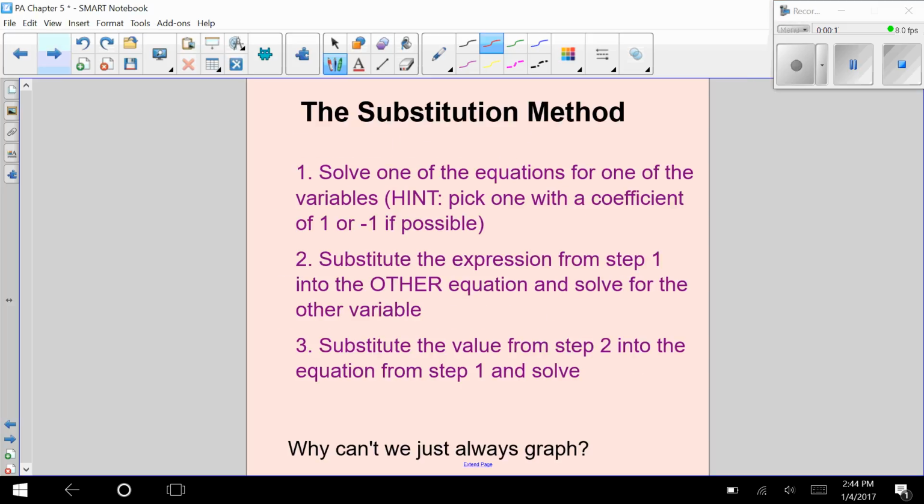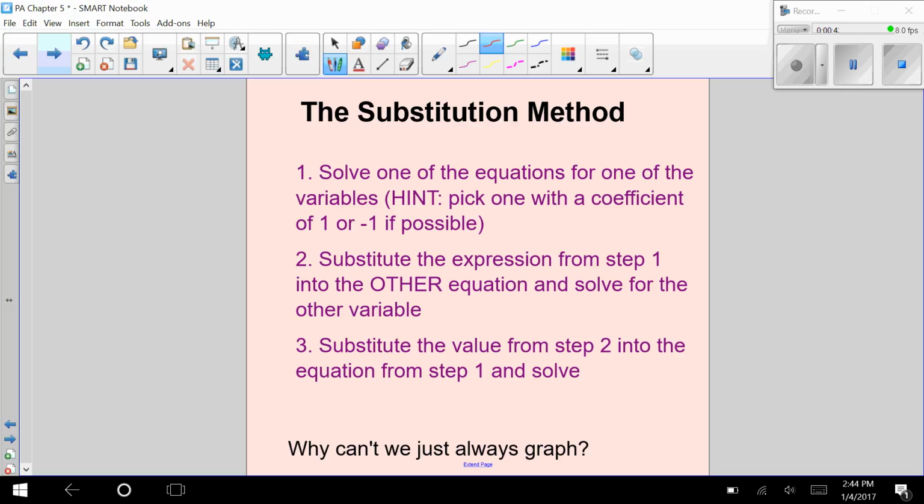Step 1, solve one of the equations for one of the variables. Hint is to pick one with a coefficient of 1 or -1 if at all possible. Step 2, substitute the expression from step 1 into the other equation and solve for the other variable. Step 3, substitute the value from step 2 into the equation from step 1 and solve.